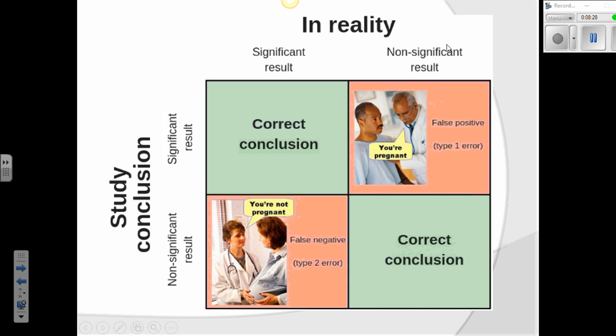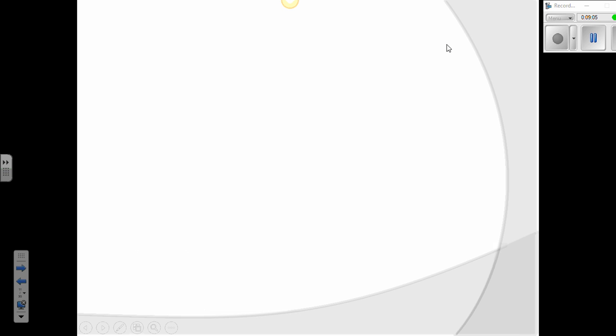Here's even more of a visual, right? So two different people. Because you're going to have what you conclude. You guys see the study conclusion? This is what you did, and this is reality. Okay. So if you say you have a significant result, but you don't, that's a false positive, type 1 error. If you have a not significant result, but in reality you do, that's a type 2 error. This is rejecting H0 when H0 is true. This is failing to reject H0 when H0 is false. All right? And we're going to do this in another diagram in just a second.